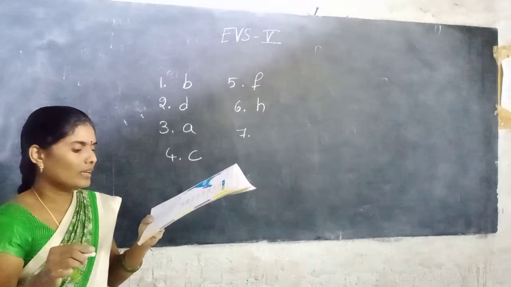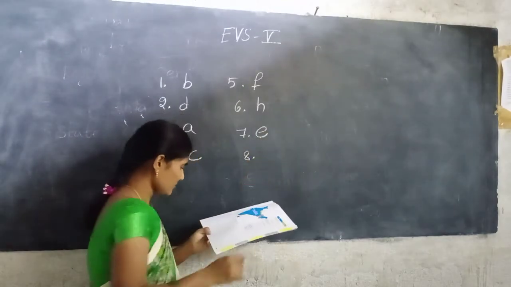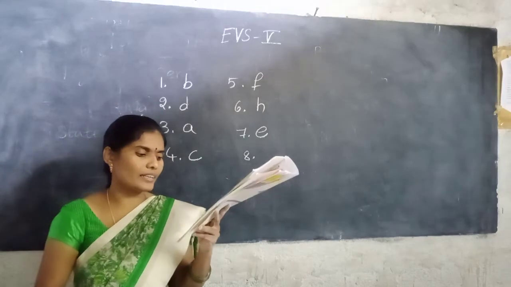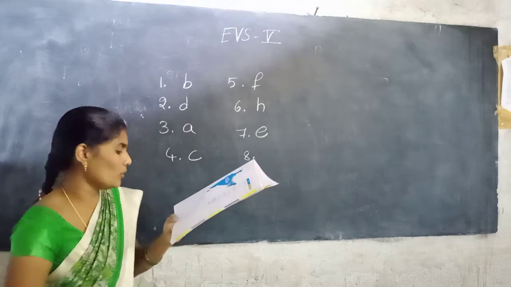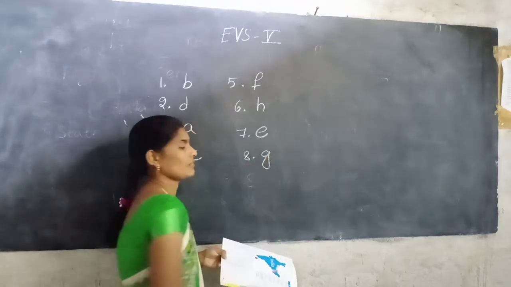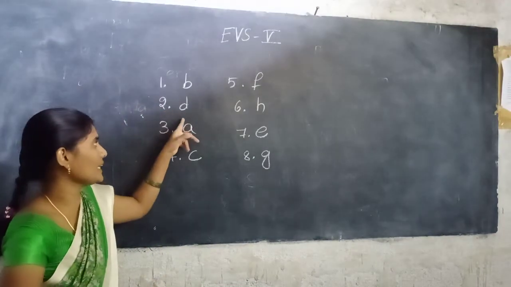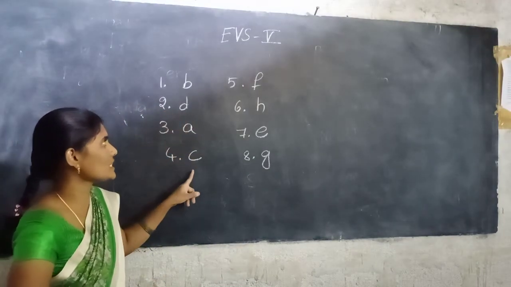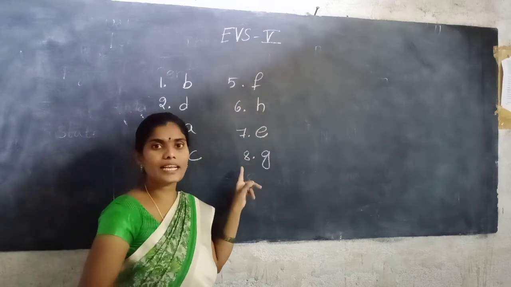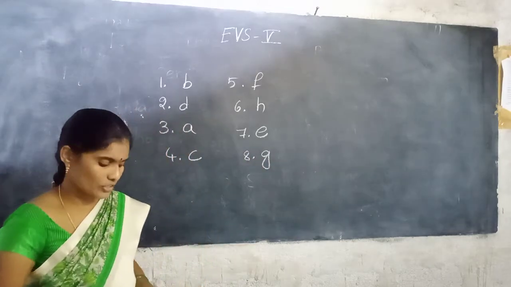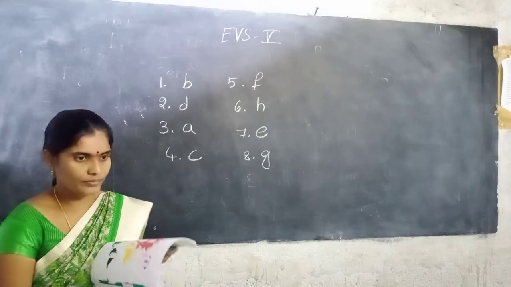Bhutan, Thimphu. E. Afghanistan, Kabul. G. So the answers: first one B, second one D, third one A, fourth one C, fifth one F, sixth one H, seventh one E, eighth one G. Okay, complete your answers. Next.